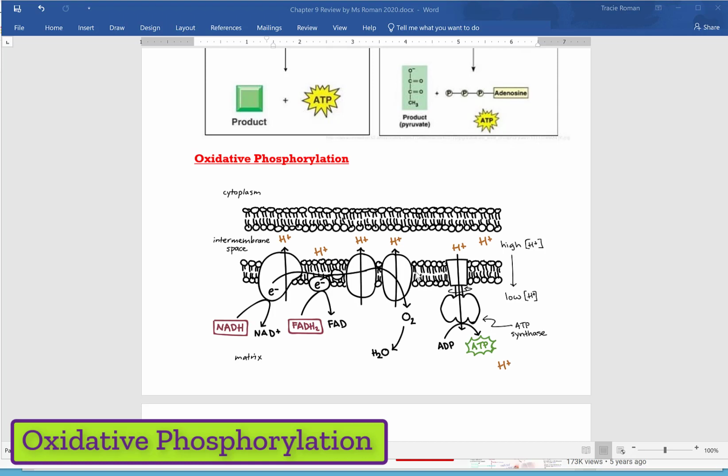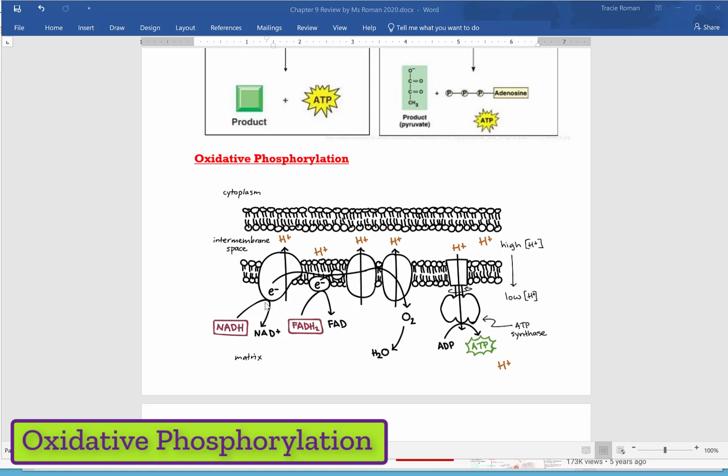And we talked about in class that this occurs in the mitochondria, and the electron transport chain is the first part of oxidative phosphorylation. And then chemiosmosis is the second part of oxidative phosphorylation. So it takes all these proteins embedded in the cristae, and then we've got this transport protein / enzyme that is where the actual phosphorylation of ADP occurs.